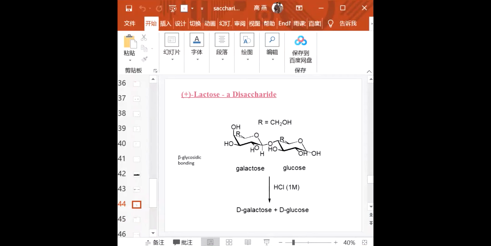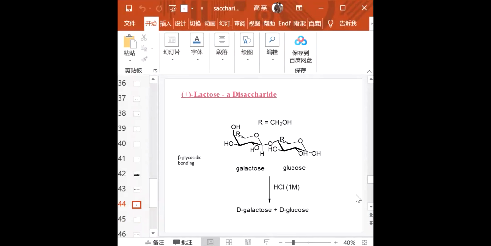And we will talk about this also in our next chapter when we talk about glycoside. This is also useful, okay?